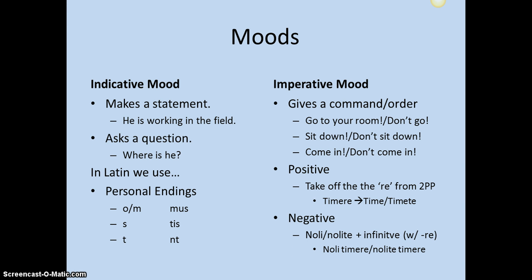So again, just to recap, imperative mood gives commands or orders. You can tell somebody to do something or to not do something. It all revolves around the infinitive, the version of the verb that has the RE. If you omit it, you're doing a positive command. If you leave the RE on and add noli or nolite, then you're telling somebody don't do something. And that's really the main driving force in this chapter.